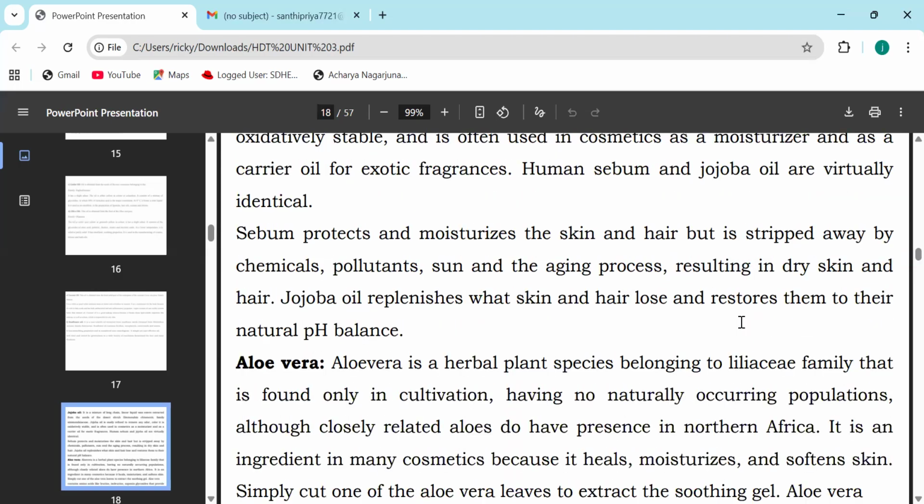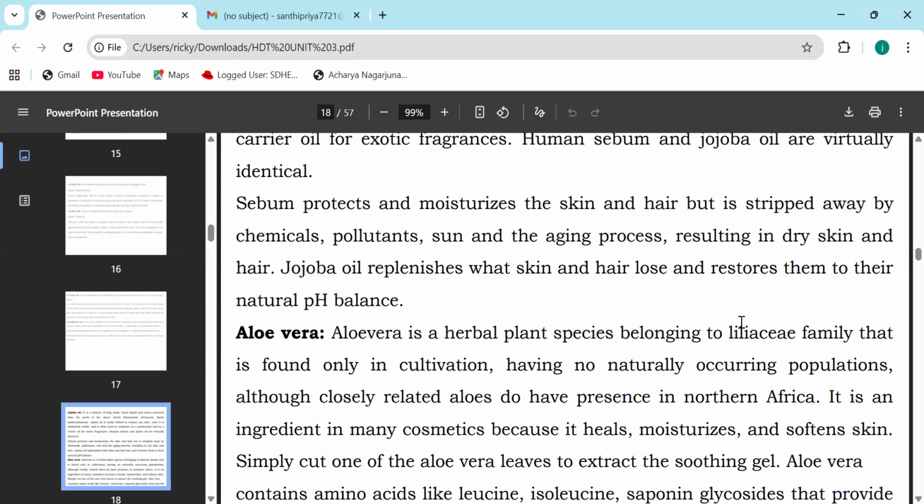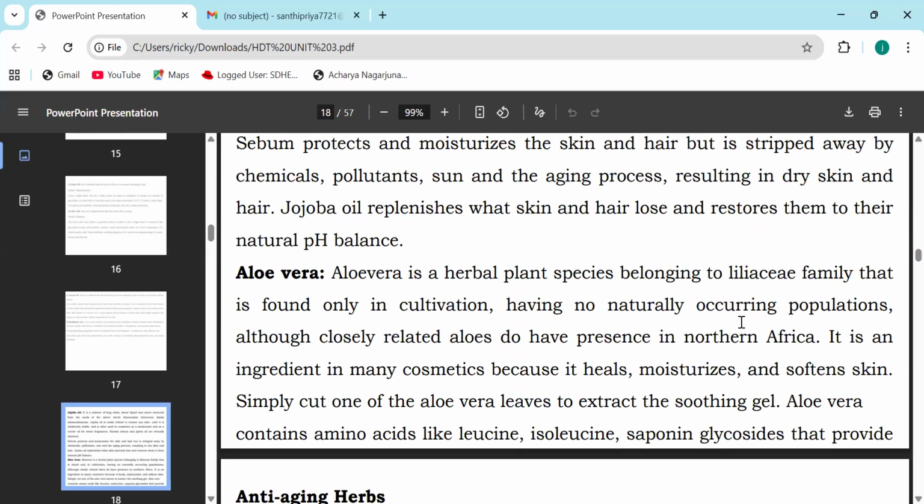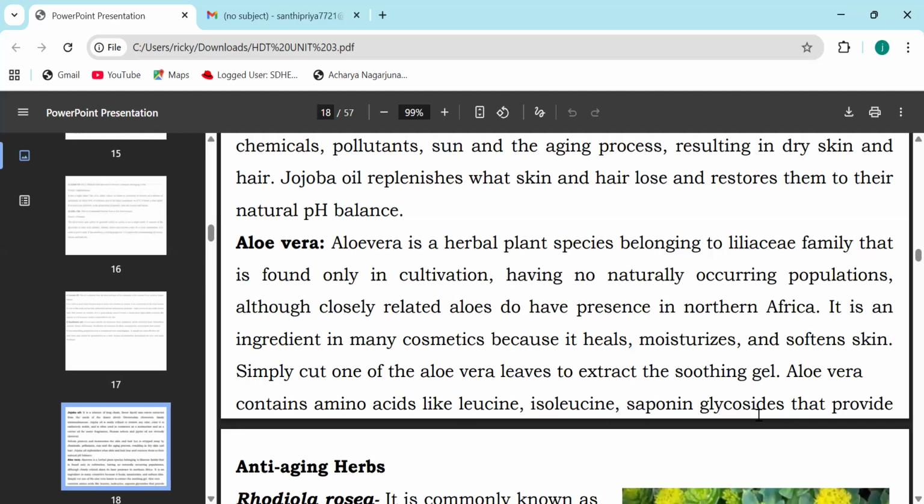Aloe vera is a herbal plant. Species belong to the Liliaceae family. It is found only in cultivation, having no naturally occurring populations, although closely related aloes are present in northern Africa. It is an ingredient in many cosmetics because it heals, moisturizes, and softens the skin. Simply cut one of the aloe vera leaves to extract the soothing gel.